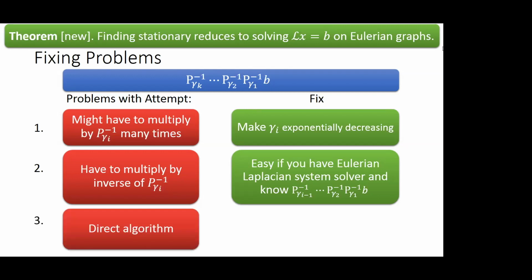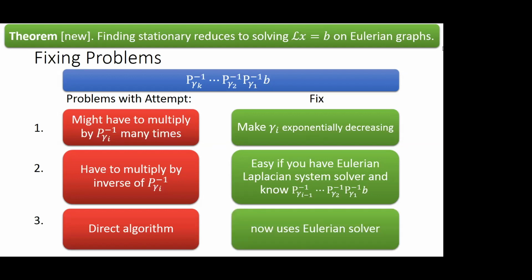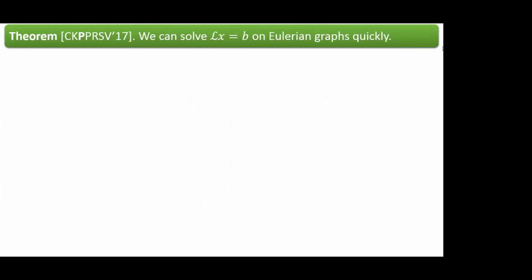And we're not going to really talk about precisely how to do that, but just something you can do. And then finally, there's a problem that the algorithm was direct, and now this algorithm is not direct, right? It uses an Eulerian Laplacian system solver, so it is in fact a reduction to the Eulerian case. And so that's really all we're going to say about the reduction. Obviously, there's a big chunk that I left out, right? How you actually use an Eulerian Laplacian system solver and knowledge of a suffix of that product to actually apply the inverse of these p gamma matrices, but that's a little bit too much to fit in this talk.